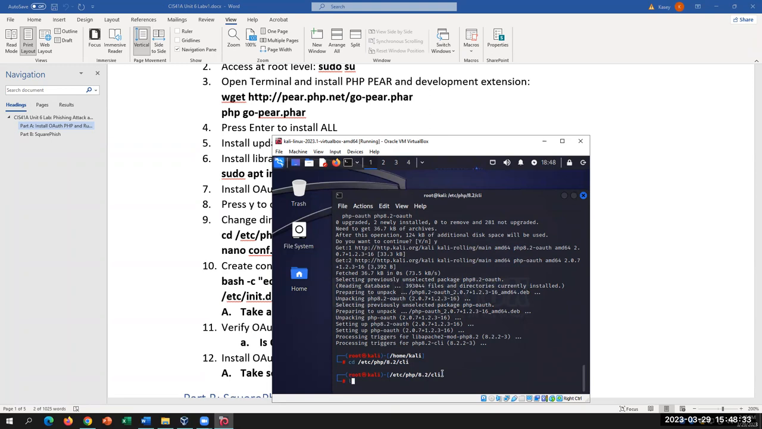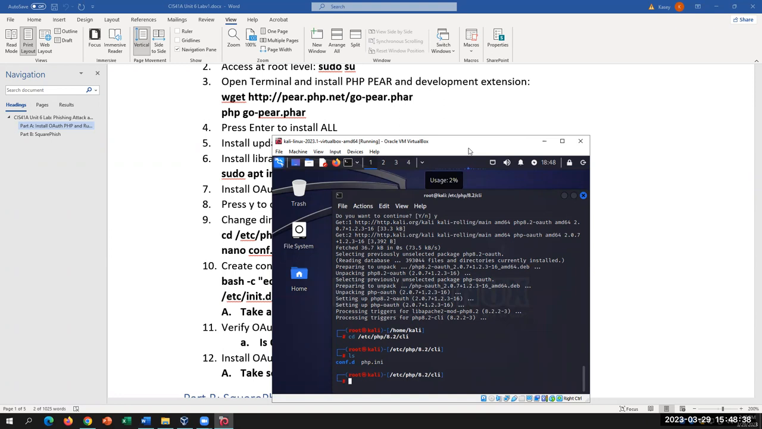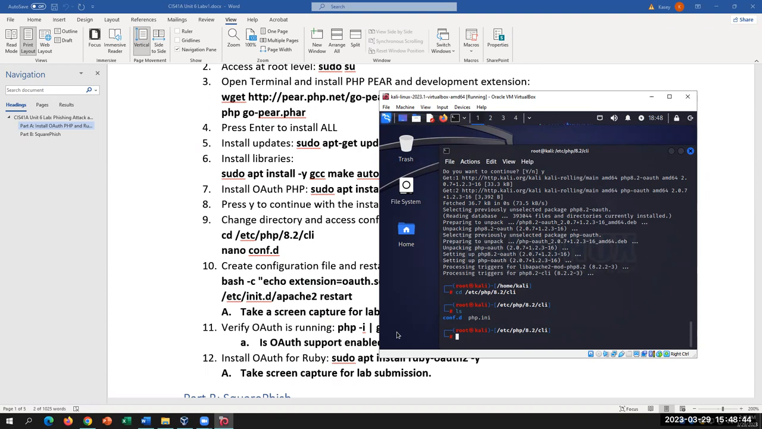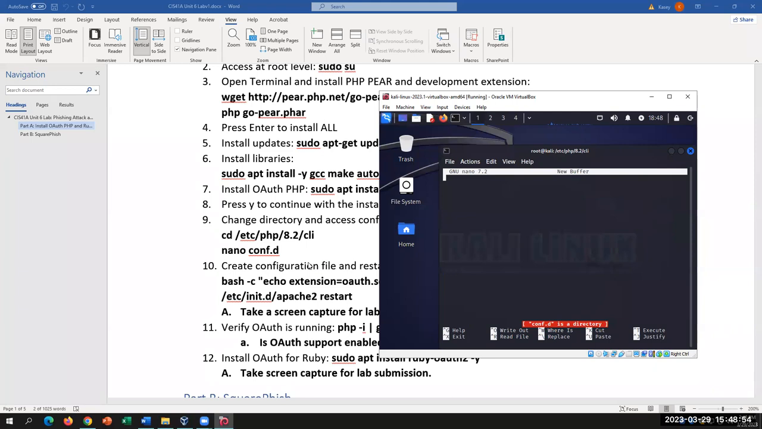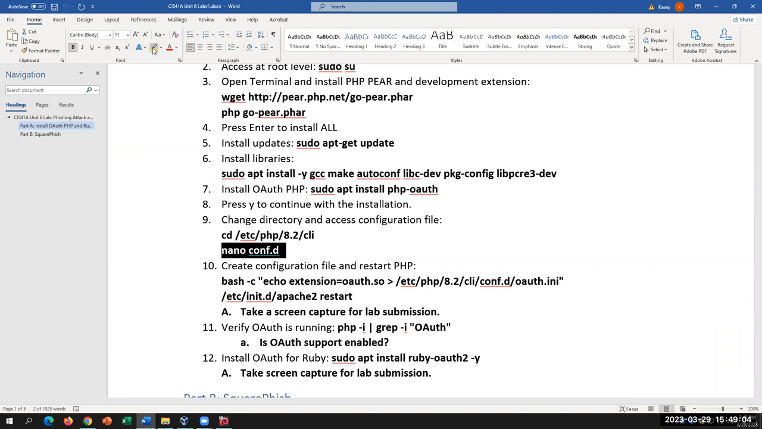Okay. So what I need to do is make a modification of my conf file. And the best practice is you should recopy it, but I'm just saving a step here. So you're going to do a nano conf.d. Oh, I'm sorry. Actually, you don't need the nano. It's just a blank file.